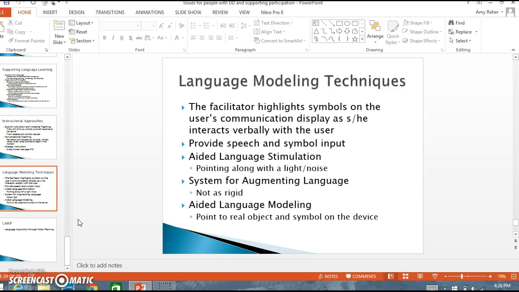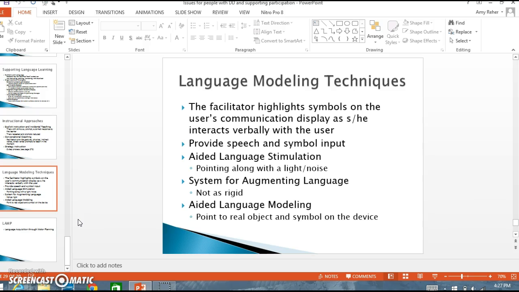So if you're playing with a farm set, and you have the picture symbols of the animals up, you're going to say, look, let's play with the cow. This is a cow. A cow says moo. And while you're holding the actual object of the cow, you're going to be pointing to the cow button or the cow picture on their AAC device or board or whatever it is that you're using. So you're pairing the real object with the picture, and that's going to teach them where the vocabulary is in their AAC world and also give them something to relate it to in the real world.